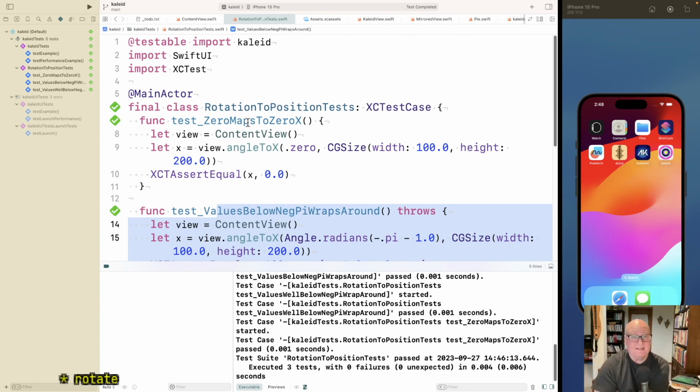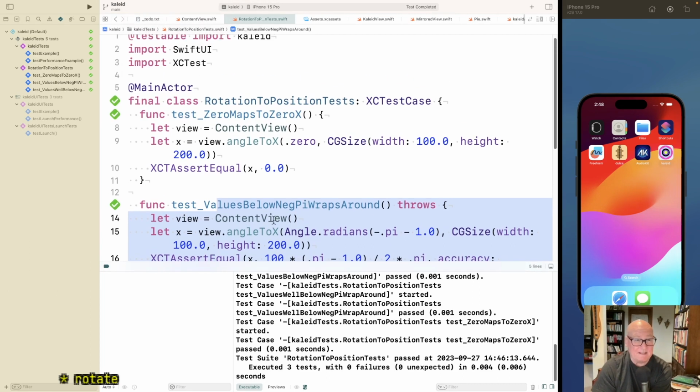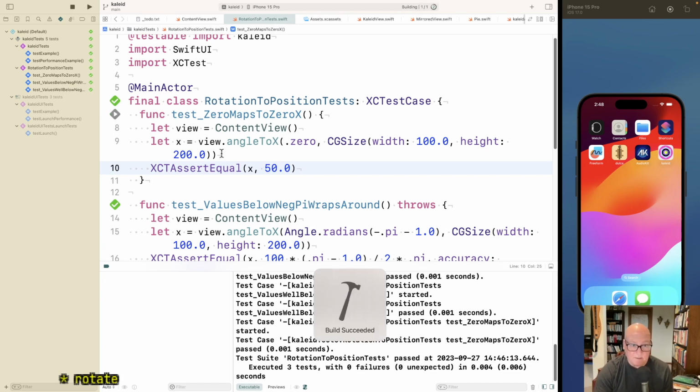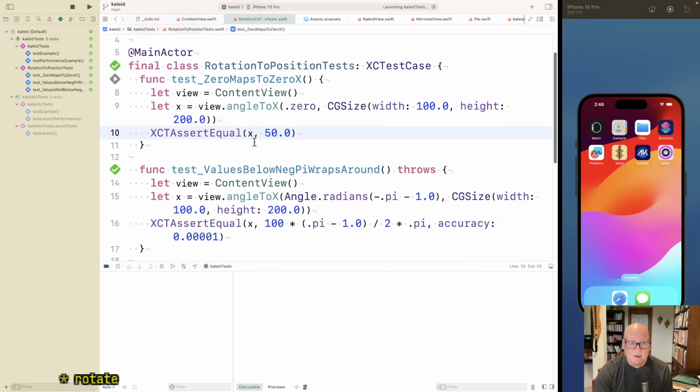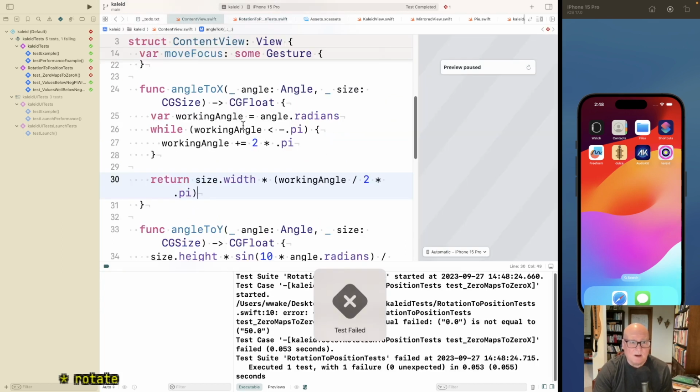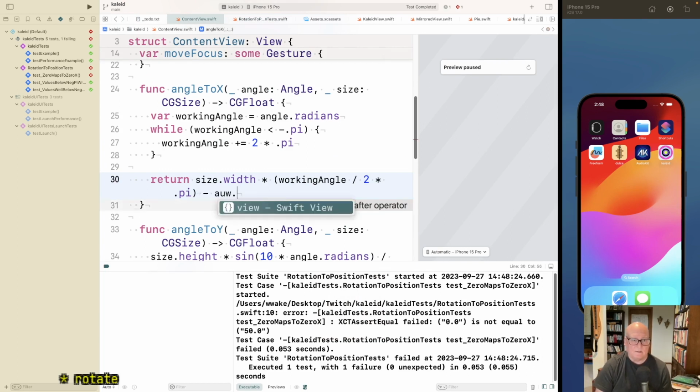Okay, so I think we're doing the right thing on the adding pi stuff, but I want degree 0 to be in the center. Okay, so I want this to be 50. Now this test is going to fail because obviously it was 0 a second ago, and we didn't change any of the code side. All right, so I want to take away size dot width divided by 2. Okay.